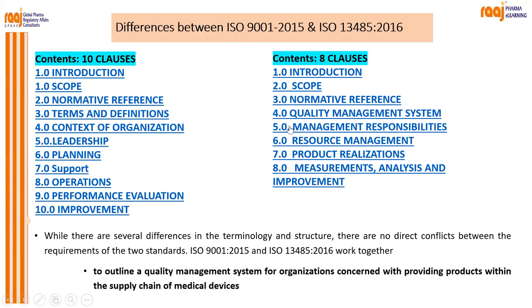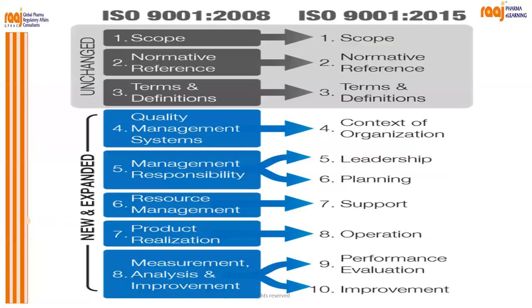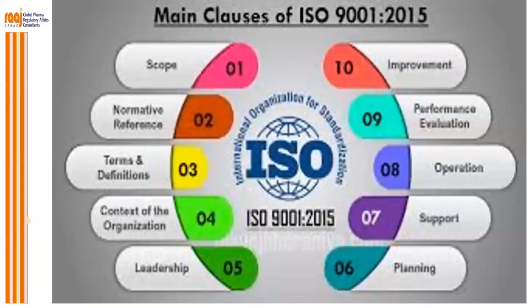While there are several differences in terminology and structure, there are no direct conflicts between the requirements of these two standards. ISO 9001:2015 and ISO 13485:2016 can work together to outline the quality management system for organizations concerned with providing products within the supply chain of medical devices. I hope you understood the basic differences, that ISO 9001 has 10 clauses and 13485 has 8 clauses, but how they interlink with each other is shown in the next slide.